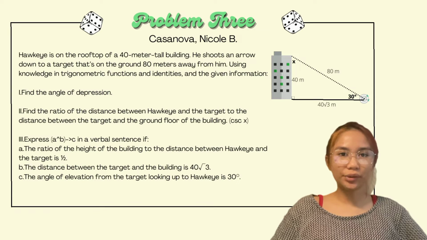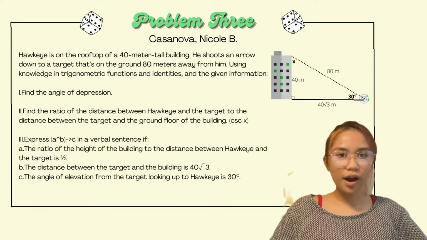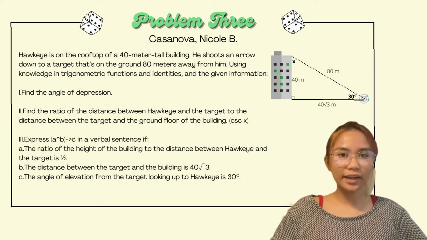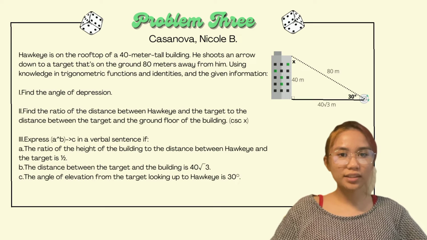He shoots an arrow down to a target that's on the ground 80 meters away from him. Using knowledge in trigonometric functions and the identities and the given information, number 1, find the angle of depression. Number 2, find the ratio of the distance between Hawkeye and the target to the distance between the target and the ground floor of the building, or cosecant x. And lastly, express if A and B then C in a verbal sentence.